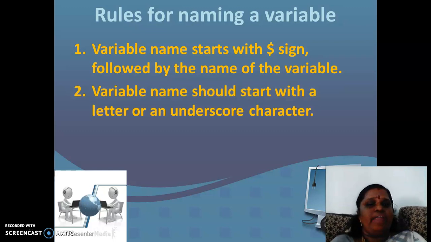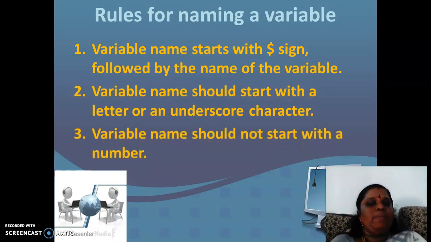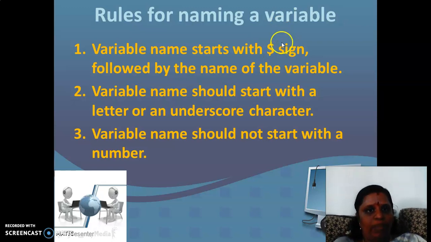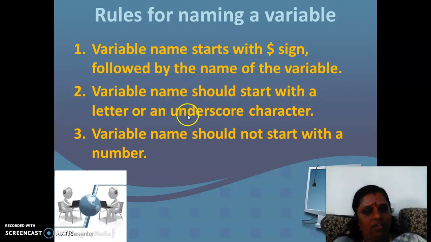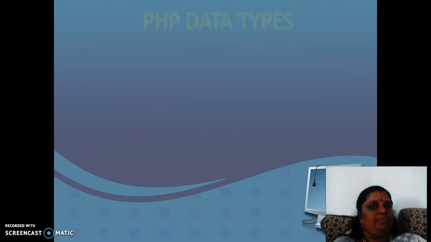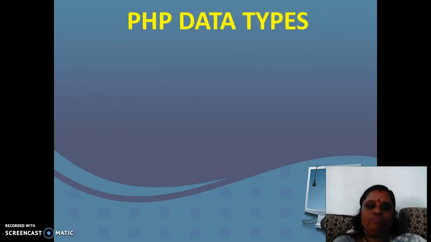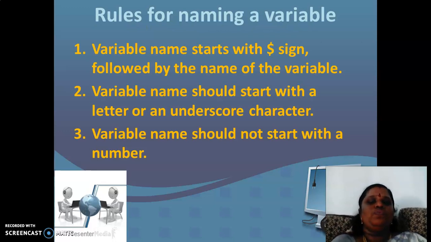Variable name should start with a letter or the underscore character. Variable name should not start with a number. So remember, a variable name should start with the dollar symbol followed by the name of the variable. It should start with a letter or underscore character, and should not start with a number like 1, 2, 3. It should start with a letter or the underscore symbol. So these are the rules for naming the variable.